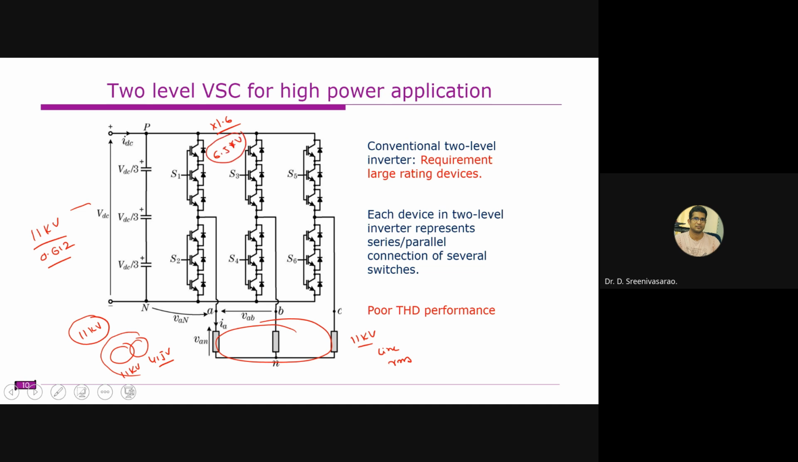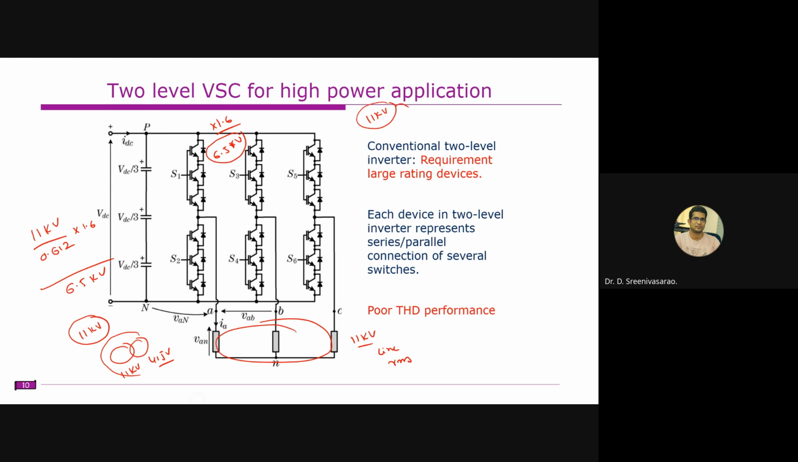So we need to cater to this much voltage, so we need to select this divided by 6.5 kilovolts. That means we need to connect this many devices in series to get the required voltage. Similarly, if the voltage rating is high and you're directly connecting to the 11 kV grid, it is also expected that the current rating will be higher.